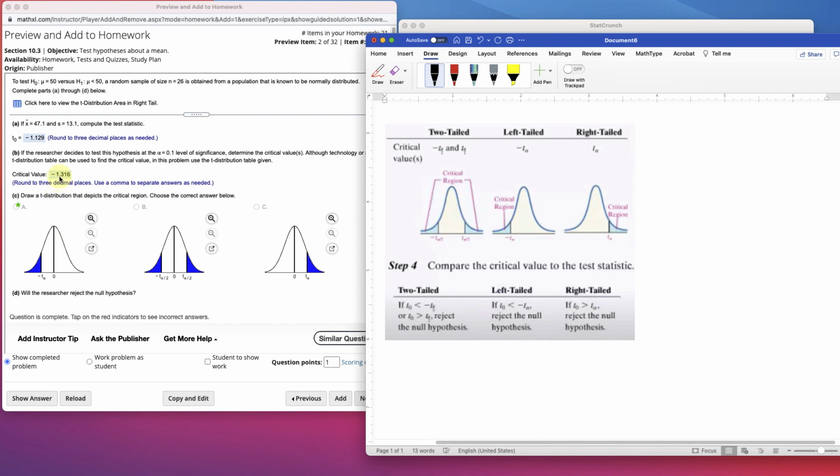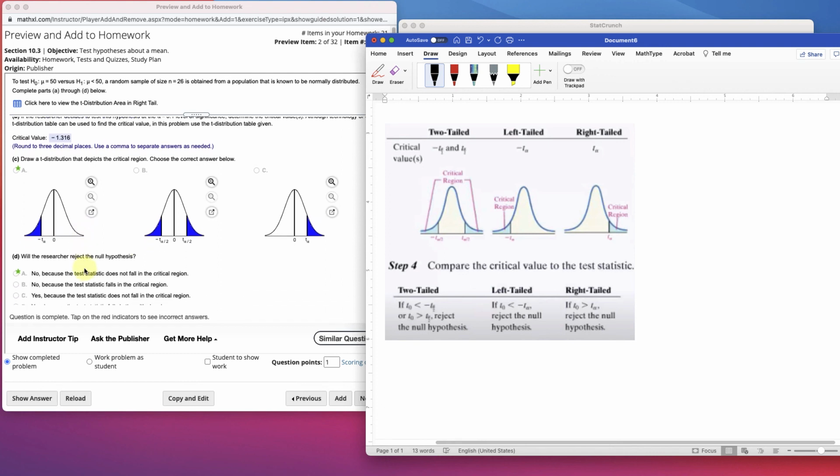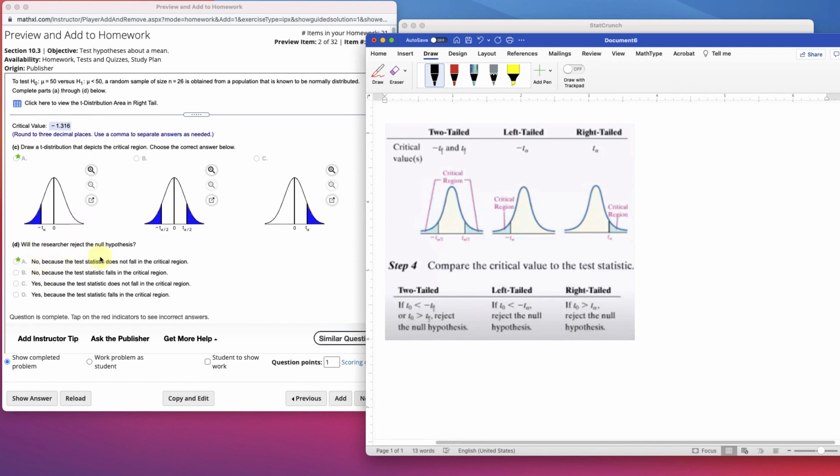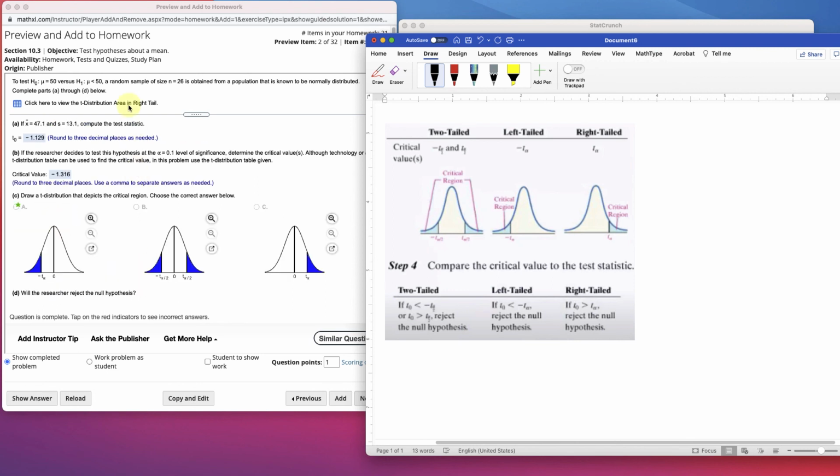Well, negative 1.129 is in the white or beige area. It's not in that blue. It's not less than this critical value. It's actually greater than that critical value. It's here. So in this case, we do not reject the null hypothesis, because the test statistic does not fall in the critical blue region. So there's insufficient evidence to reject the null hypothesis.